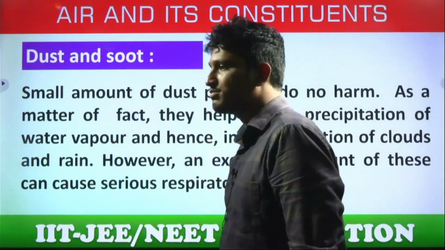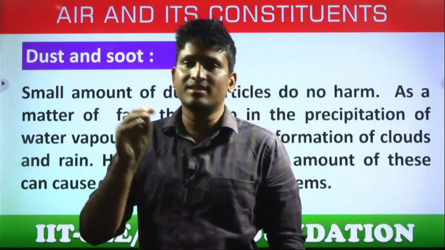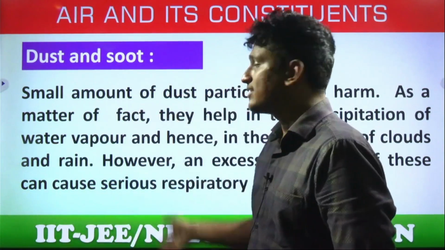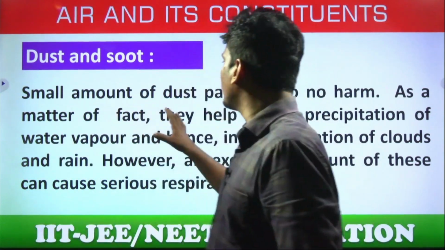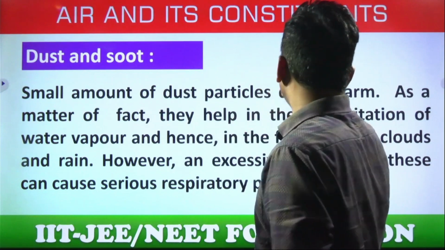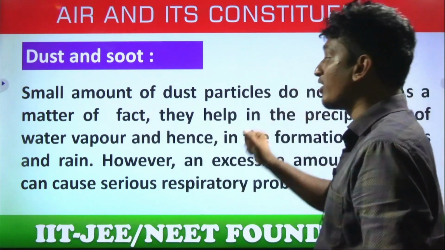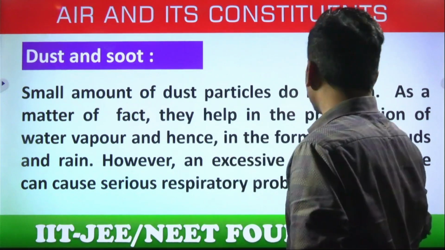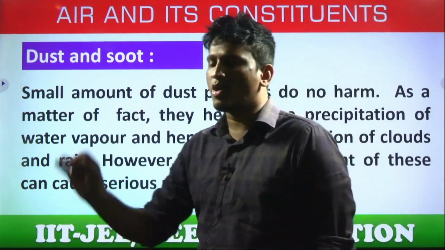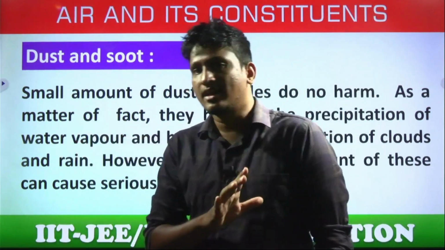Next, dust particles and soot particles. What is dust? Dust means we already know. What is soot? That we'll discuss. A small amount of dust particles does not harm. As a matter of fact, they help in the precipitation of water vapor and hence in the formation of clouds and rain. So a small amount of dust particles doesn't matter, students.